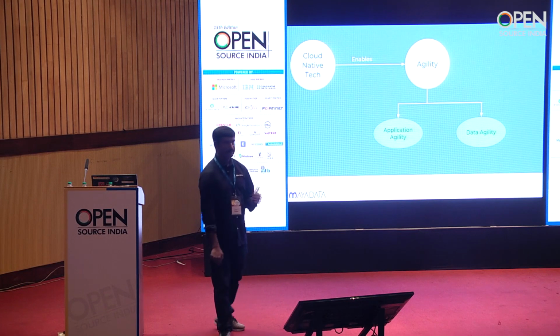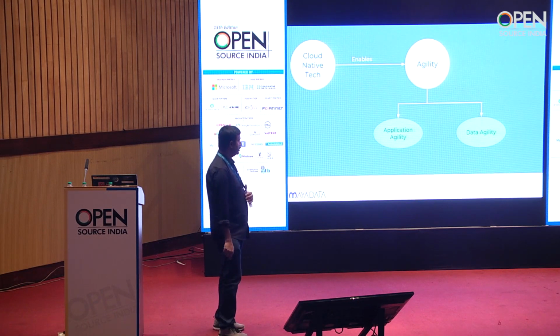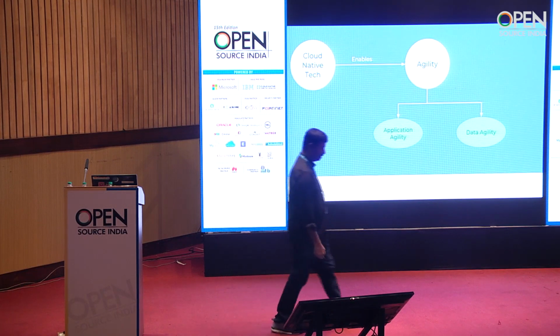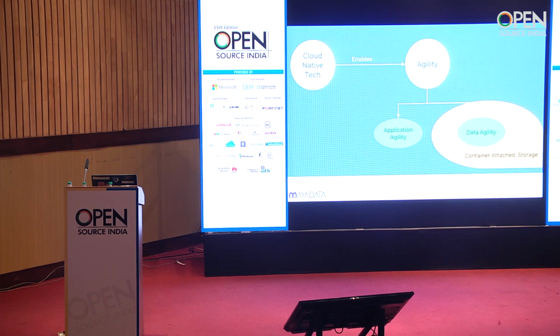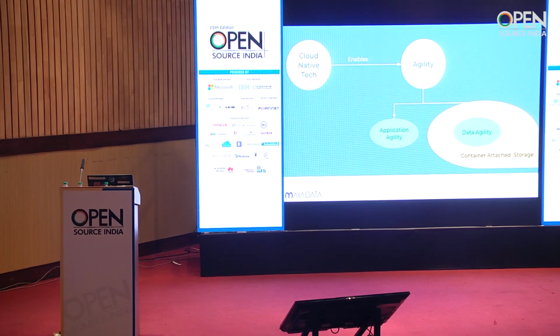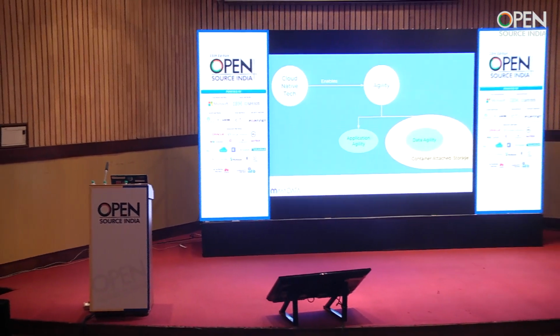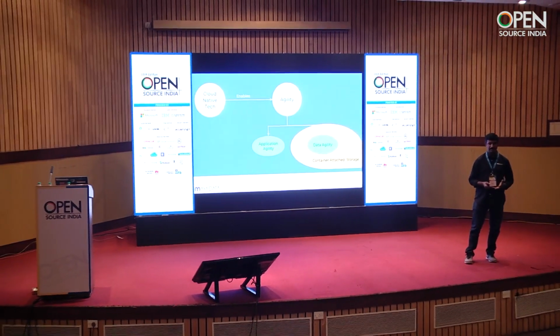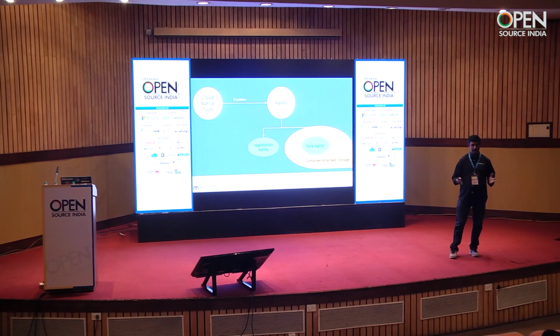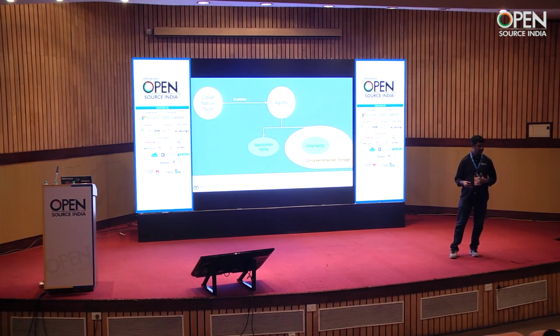So Kubernetes and other things are getting adopted, and we are looking into the data agility challenges, and OpenEBS is one of them, right? So if you have to have this data associated and keep the agility still good, you need to have storage that's attached to the container itself, right? That's when your container gets mobility, right?